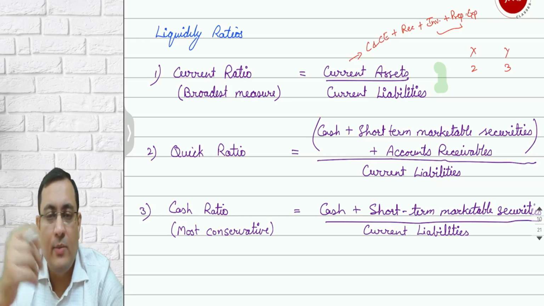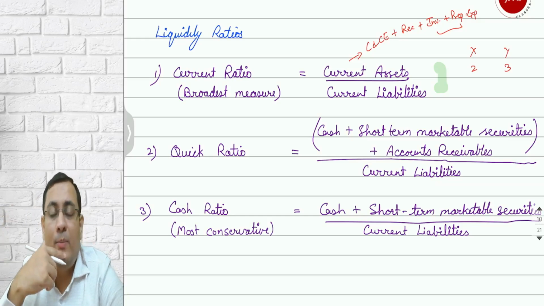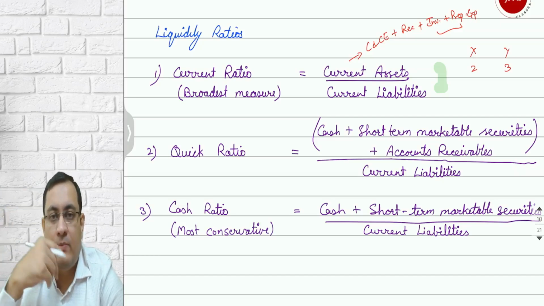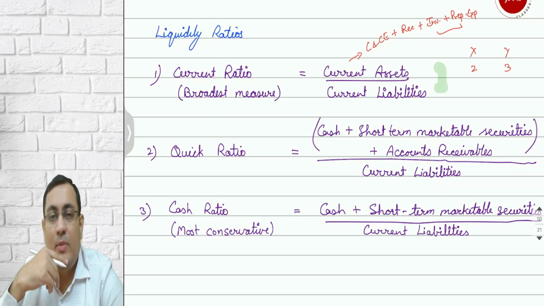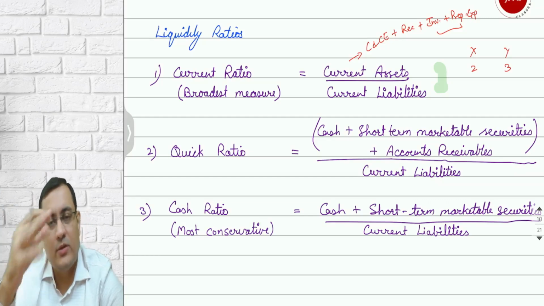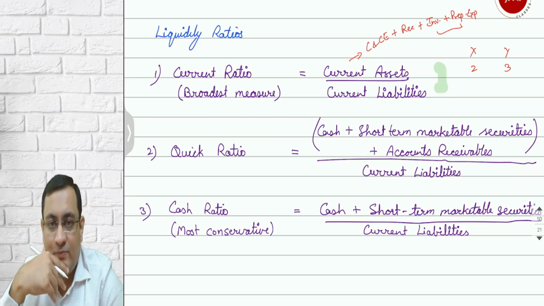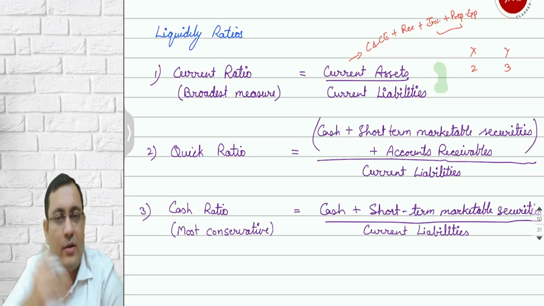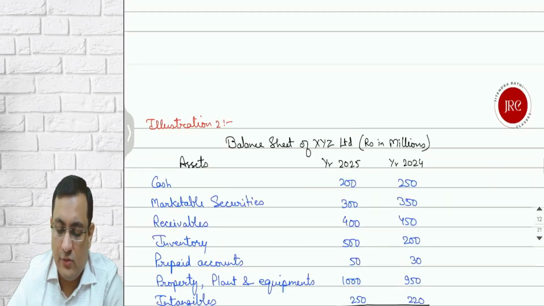Now again, receivables are also not in your control. You can motivate customers for prompt payment, but you cannot force them to accept a cash discount. So we are removing receivables also from the numerator. Now what is left is cash and short-term marketable securities, that is cash and actual cash equivalents, which are readily available, with respect to your current liabilities. So let's calculate these numbers and find out the situation of a company.